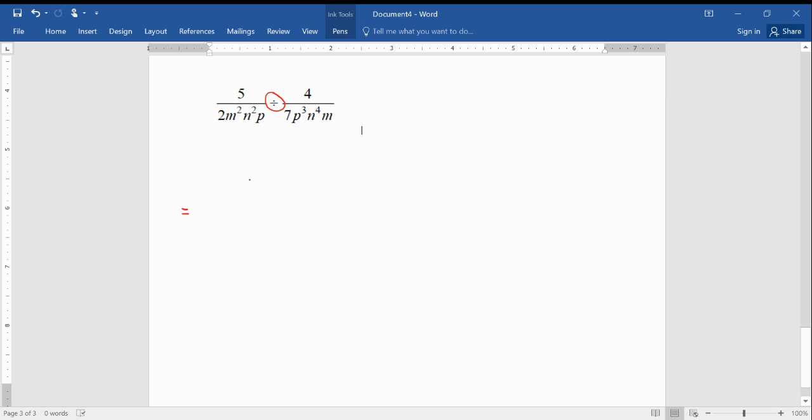But notice this is division. So this is a keep, change, flip question. So that's the first thing we're going to do. We're going to keep the first fraction. We're going to change the division to times, and we're going to flip this second fraction to where now the numerator is denominator, vice versa.